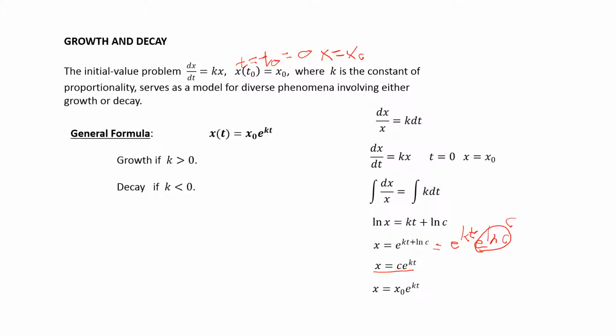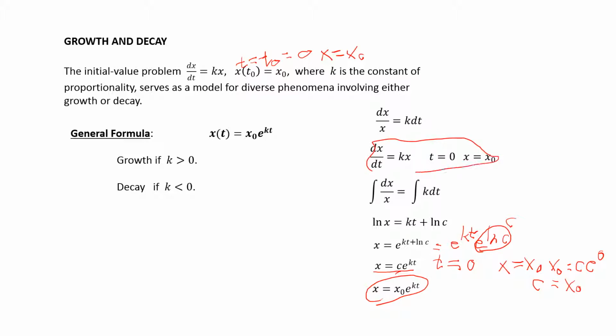And of course, when you substitute t equals 0 and x equals x sub o, then you find that x sub o is equal to c e to the 0. Therefore, our c equals x sub o. Plugging the value of c there, you have the model. So the solution of this differential equation with this initial condition will be x equals x sub o e to the kt.